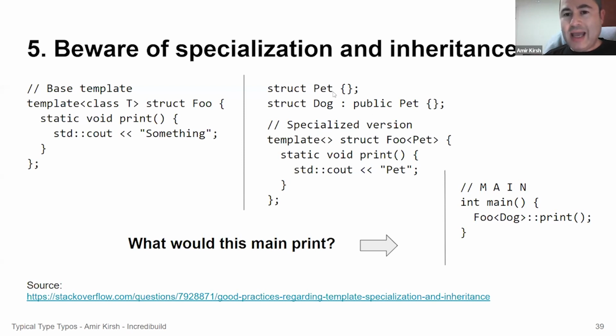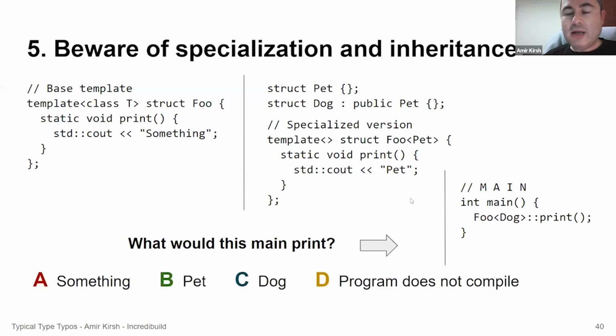Now pet has a derived class called dog. And here in main, we have foo of dog calling print. And the question here: what would this main print? The answers are: it would print something, because I would reach this print function, or it would print pet, because I would reach this print, or it would print dog. Well, I cannot explain how it would print dog, but this is one of the answers, or the program doesn't compile.